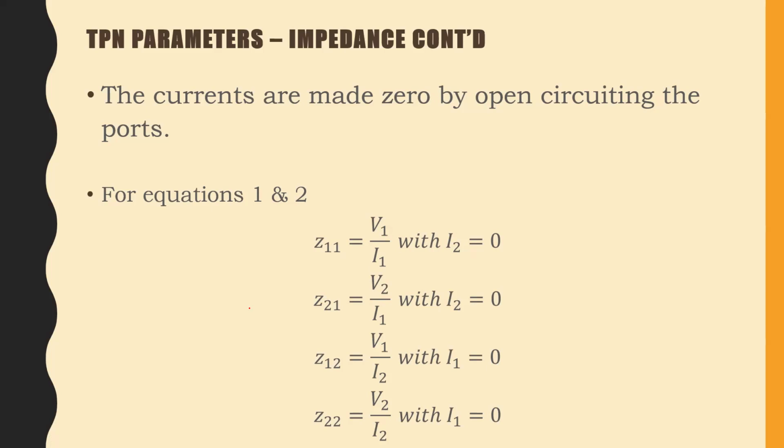And there are no marks for the names. So Z11, as Mr. just correctly said, would be your open circuit input impedance. Z21 would be your open circuit transfer impedance. Z12, again, open circuit transfer impedance. And Z22 would be your open circuit output impedance. All right.